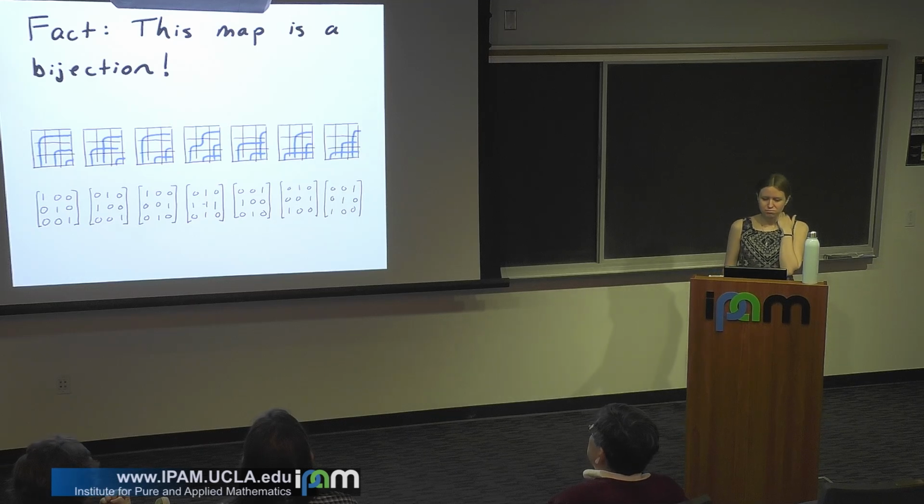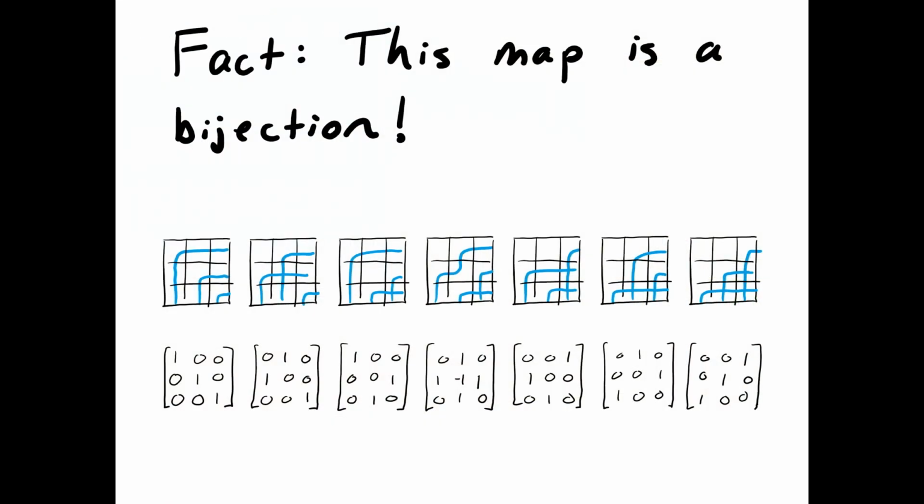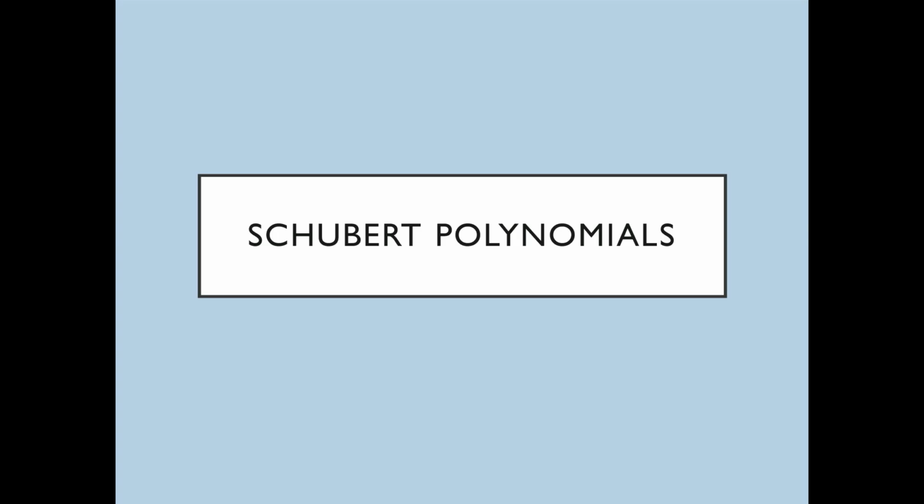So it's a bijection. And here I've lined up a bunch of bumpless pipe dreams with their alternating sign matrices. Notice most of these, for these 3x3 pictures, are permutation matrices. And then there's this one special one with a -1.